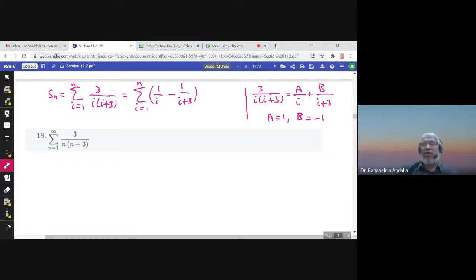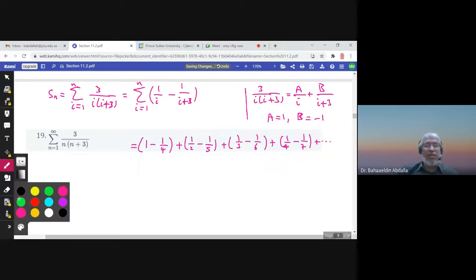So 3 over this equals to this. Good. So now let me expand Sn. So Sn would be equal to, let me replace I by 1. I'll have 1 minus 1 over 4. Replace I by 2. I'll have 1 over 2 minus 1 over 5. Replace I by 3. I'll have 1 over 3 minus 1 over 6. Replace I by 4. I'll have 1 over 4 minus 1 over 7, and so on.